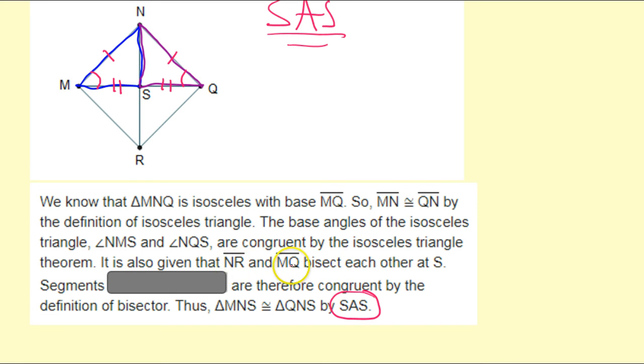It is also given that NR and MQ bisect each other at S. So the vertical segment and the horizontal segment cut each other in half, just like we said. Okay, so what segments are congruent? Well, we needed MS and QS to be congruent to each other. So we're looking for it to say something like segment MS is congruent to segment QS, by the definition of bisector. That would make sense. Therefore, side, angle, side. Alright, let's see what it says. And there you go. Segments MS and QS are congruent by the definition of bisector.